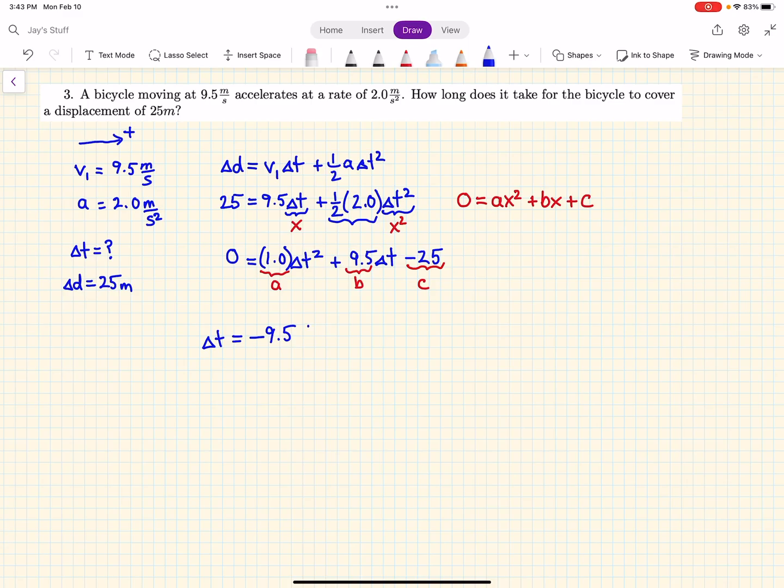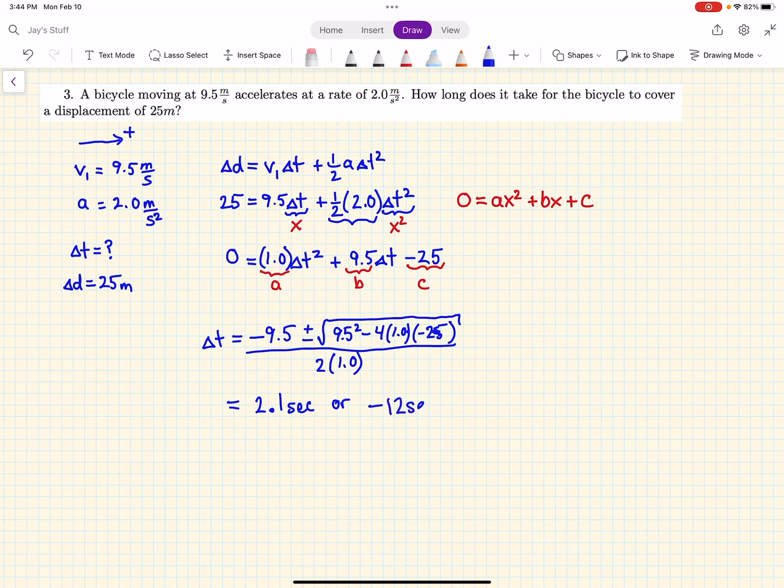So now delta t equals negative 9.5 plus or minus the square root of 9.5 squared minus 4 times 1 times negative 25, all over 2 times 1. Now if we go through and crunch those numbers, we should get two answers. So delta t either equals 2.1 seconds or negative 12 seconds.